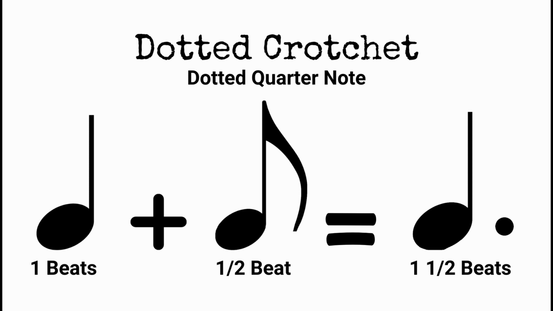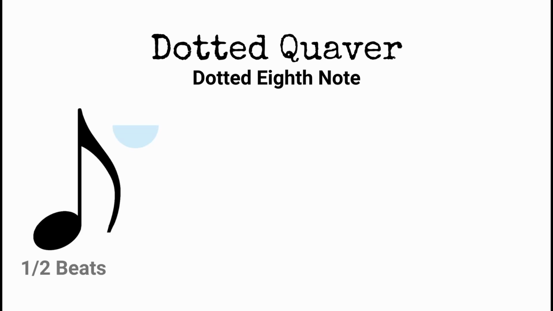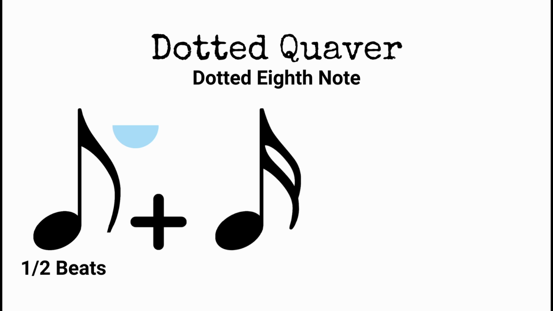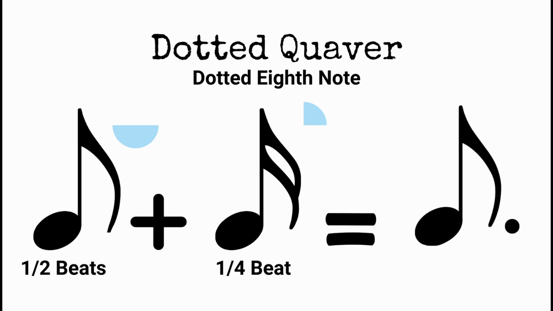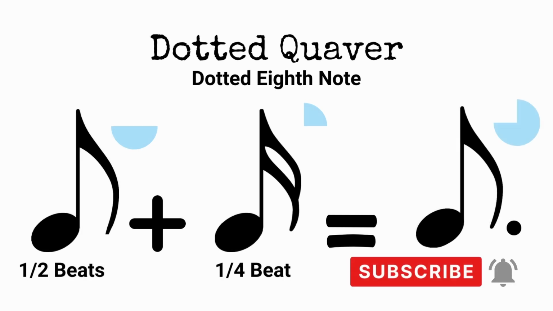If you're thinking this is starting to look a lot like maths, you'd be right. A dotted quaver is a little more difficult as we'll be adding fractions of a beat together, so let's have a look. A dotted quaver has the value of a quaver, which lasts for half a beat, added to the note of half its value, which is a semiquaver, also called a 16th note, which lasts for a quarter of a beat. So a dotted quaver lasts for 3/4 of a beat in total.